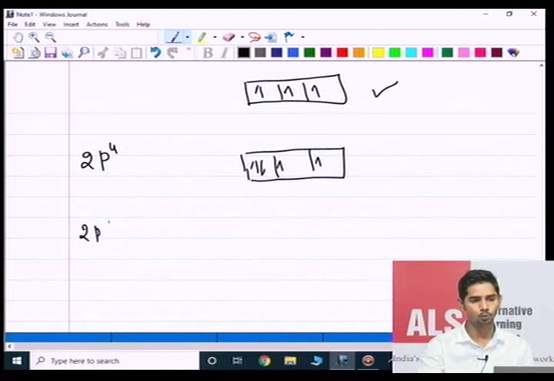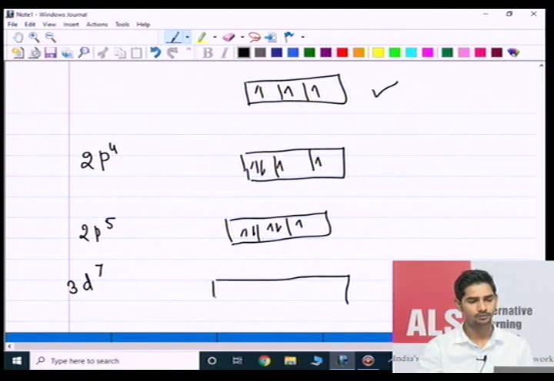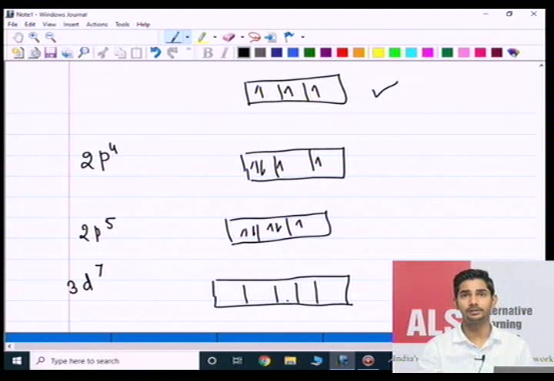Let's say suppose you have 2p5. How can you fill that? 1, 2, 3, 4 and then 5. If we suppose we have 3d7, we know that d subshell has 5 orbitals. So how will we fill these 7 electrons? 1, 2, 3, 4, 5, back to 1, 6, 7. This is your Hund's rule.